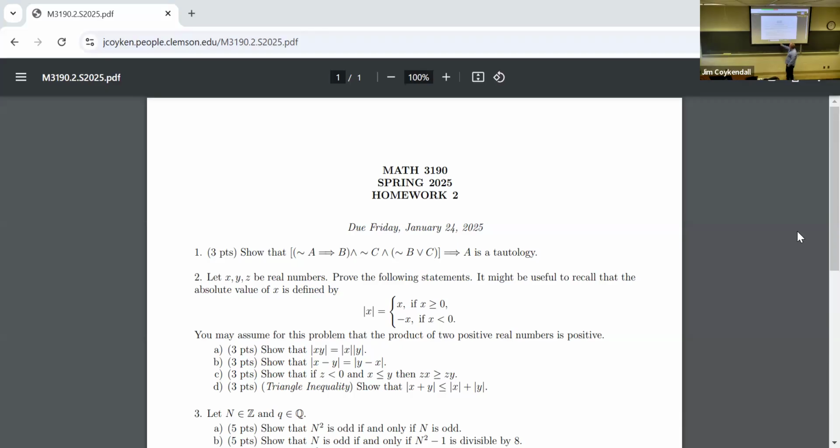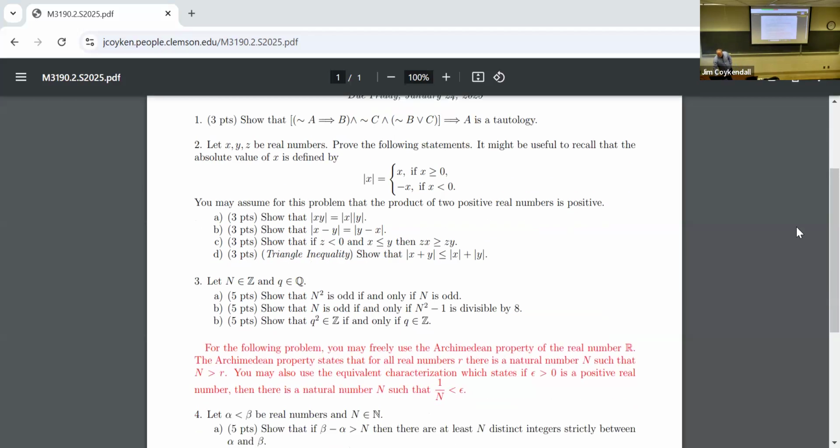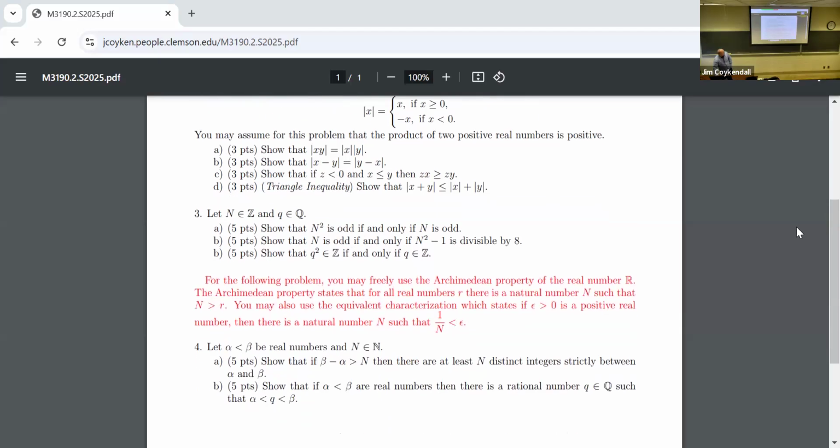And finally, the triangle inequality. That is, the absolute value of X plus Y is less than or equal to the absolute value of X plus the absolute value of Y. You can use the standard definition of the absolute value. There's another definition of the absolute value that's equivalent to this. It might make the proof easier. If you can think of this in terms of another function that you might have seen in calculus, you might be able to make that easier.